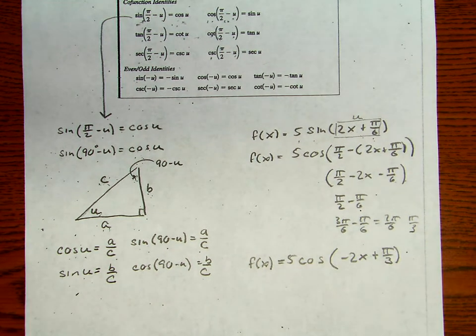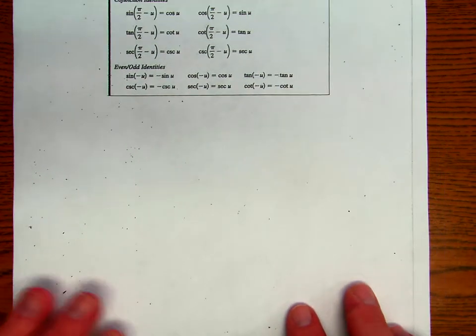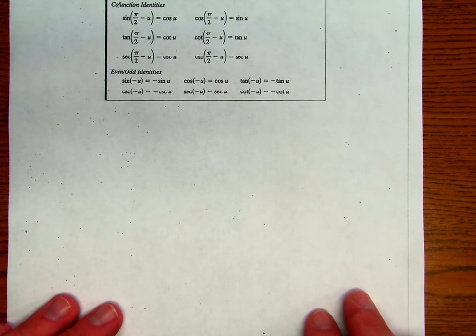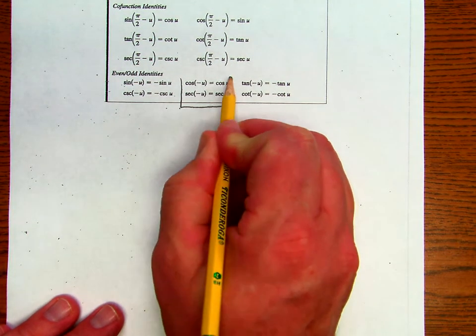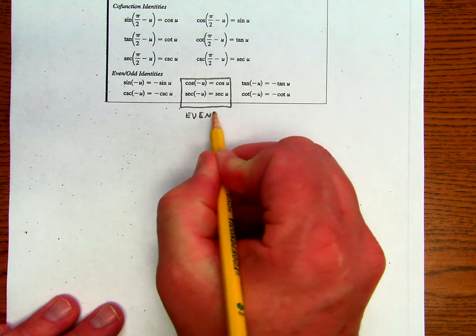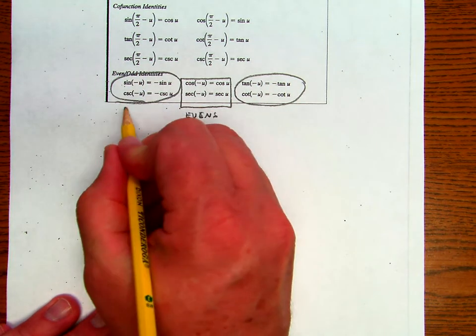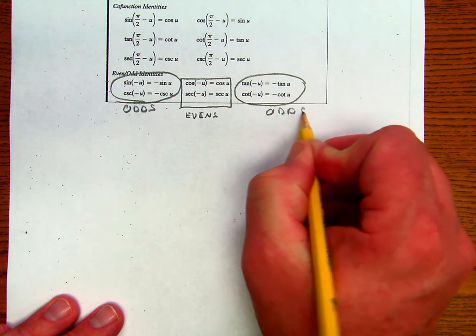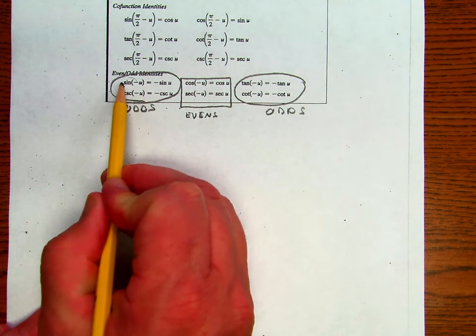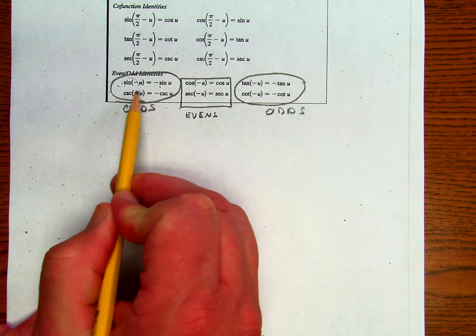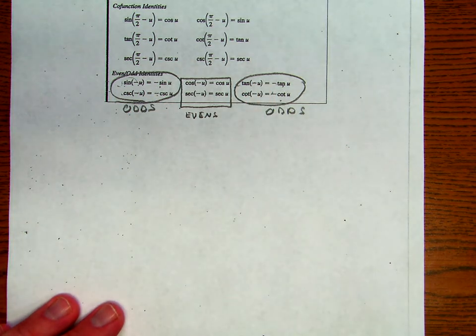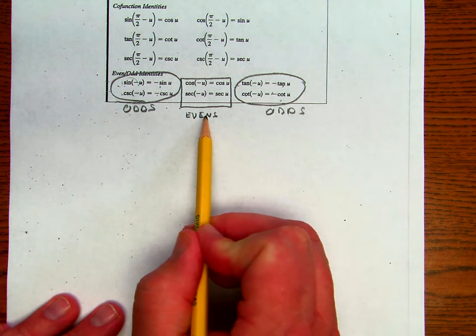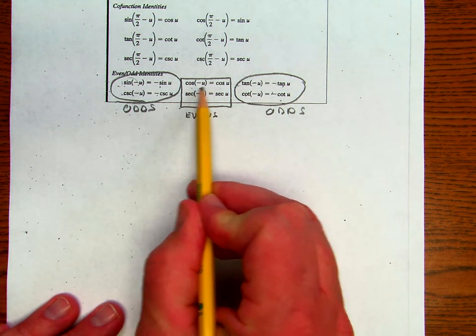Okay, now on to the even-odd identities. All right, your book lumps them into one big category of even-odd. In terms of which are which, these guys are the evens, and these guys are the odds. And if you look at the sign pattern, what happens is that negative sign slides out in front to go there. This slides out in front to go there. This slides out in front to go there. This slides out in front to go there. In terms of the even identities, what happens is it just goes away. Cosine of negative u is the same as the cosine of u.